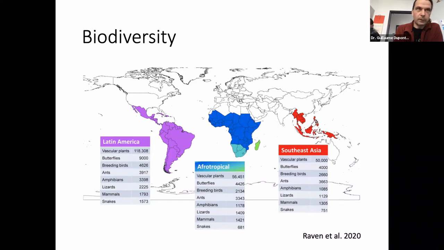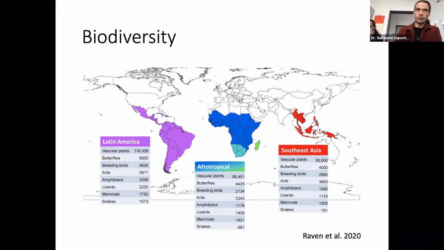9,000 species of butterflies, 4,600 species of birds, nearly 4,000 species of ants. You can read these numbers, and if you compare them to Africa and to Southeast Asia, we will see South America or Latin America has the most in every case. Yeah. So it is the most biodiverse place on Earth.